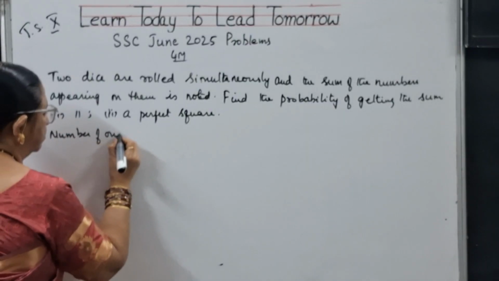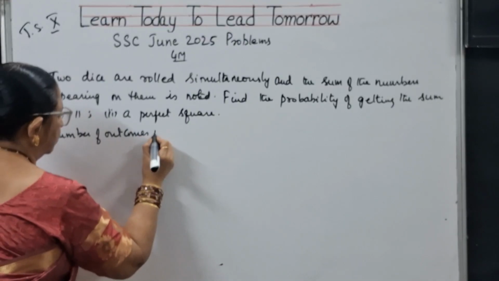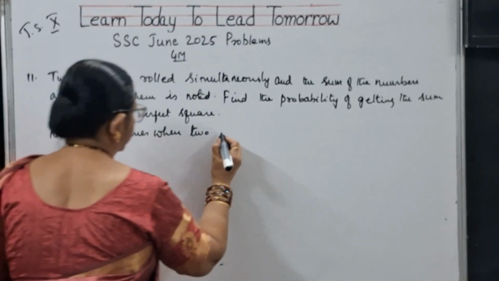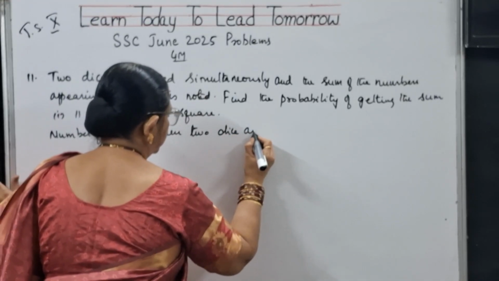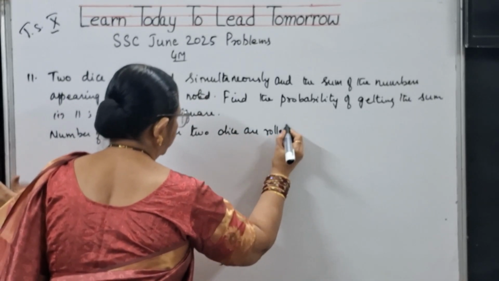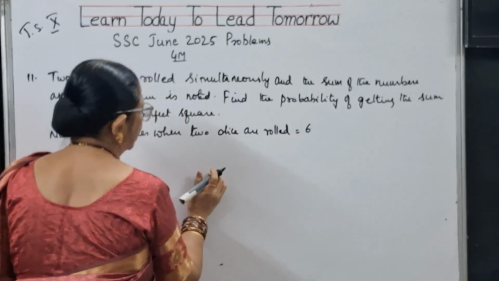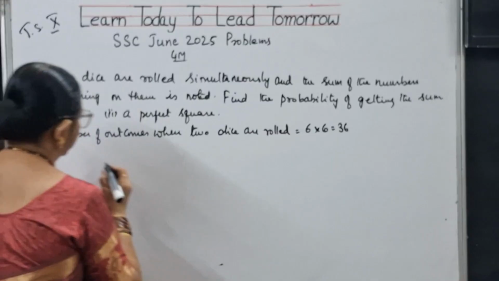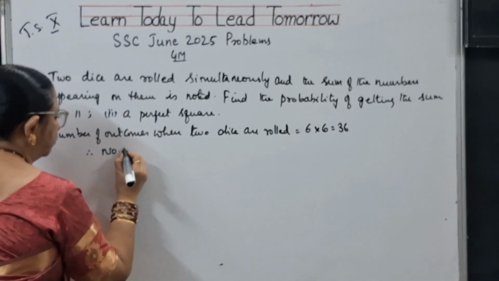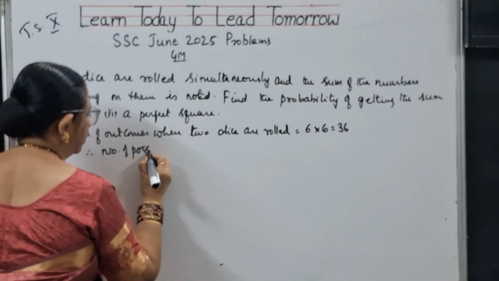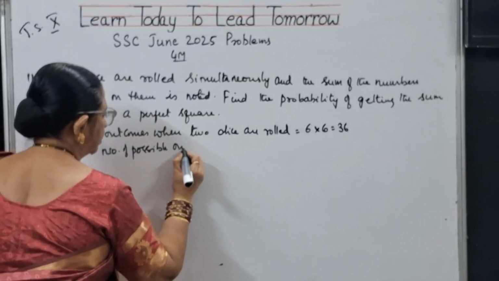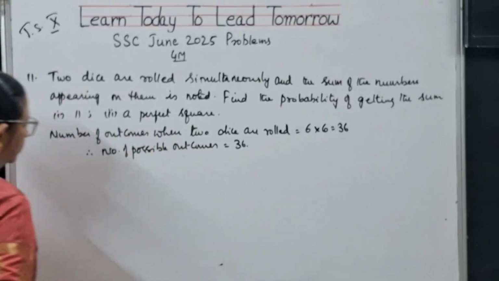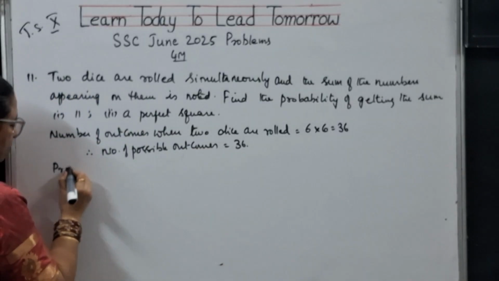Number of outcomes when two dice are rolled. When two dice are rolled, see, the first one has 6 chances. Similarly, the second one also has 6, so 36. That means, children, the number of possible outcomes are 36.